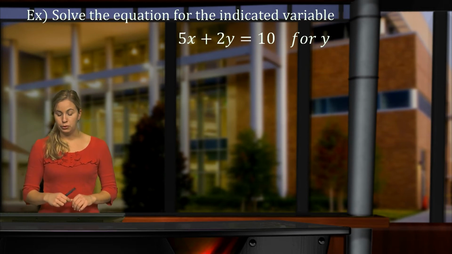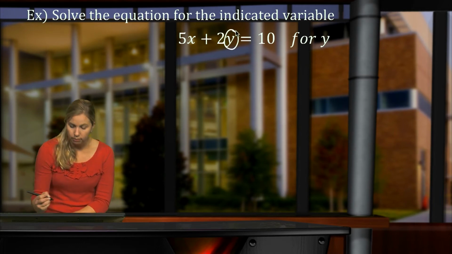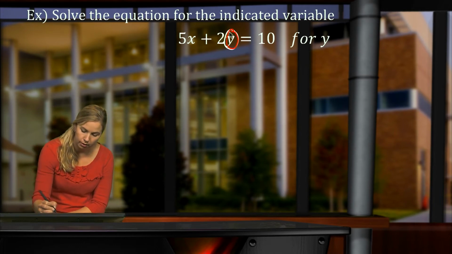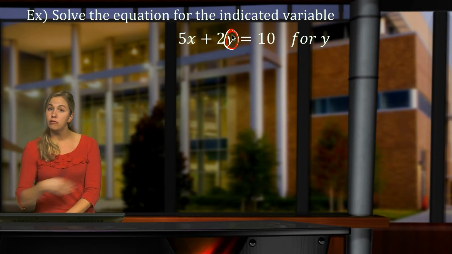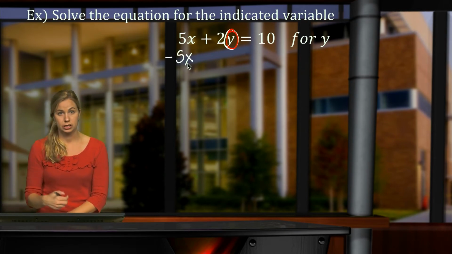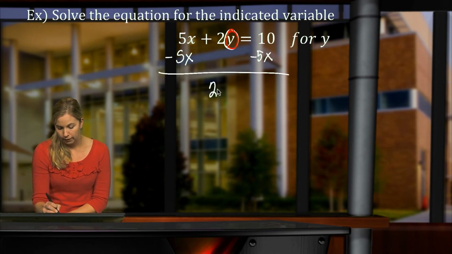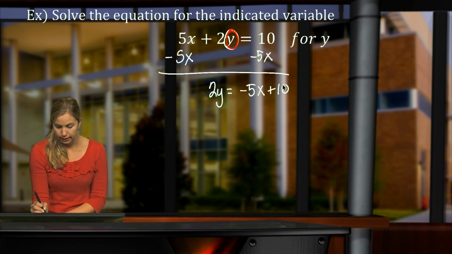5x plus 2y equals 10. We're going to solve this for y. So here's my y. Let me do that in red. That's what I want to get all by itself, so I want to move everything else. I'm going to start by undoing my addition and subtraction, which is the 5x. I'm going to subtract 5x from both sides. I have 2y equals negative 5x plus 10.